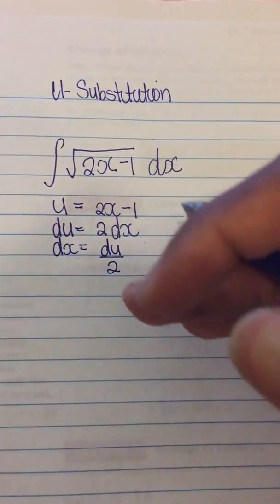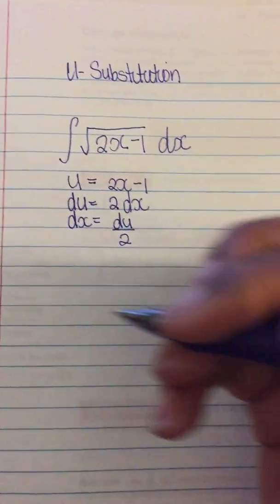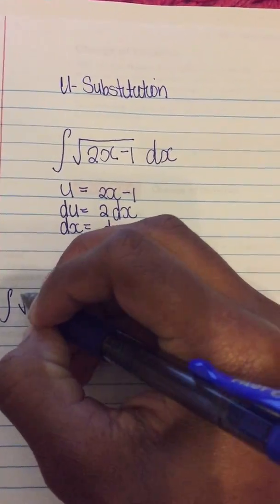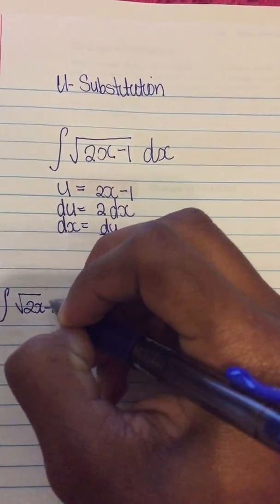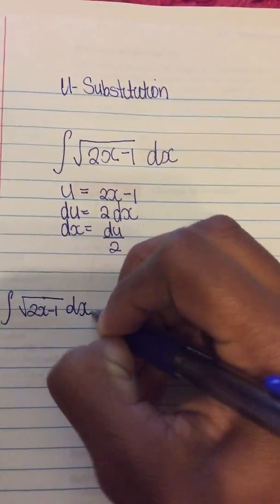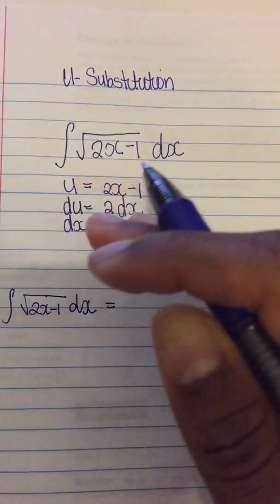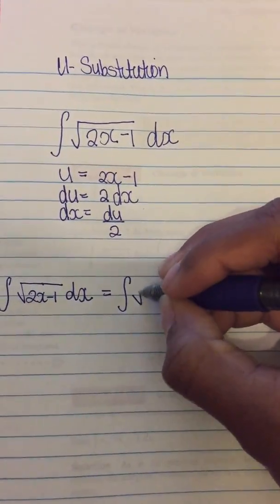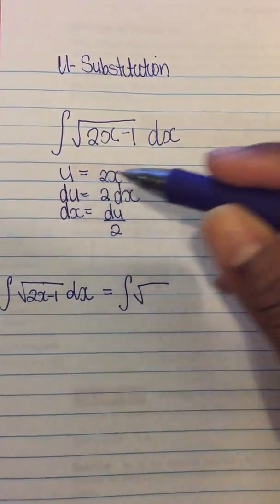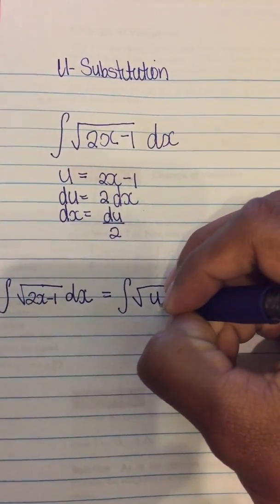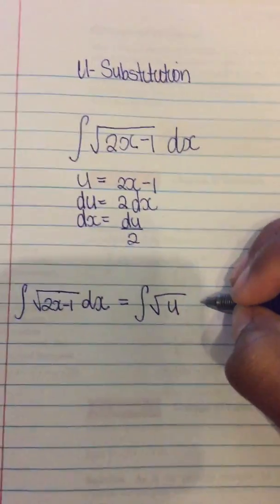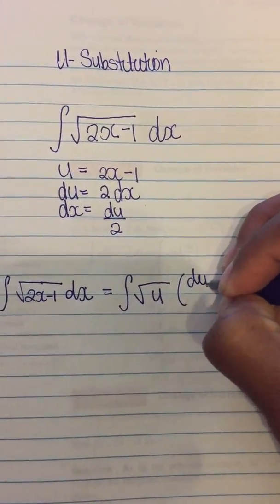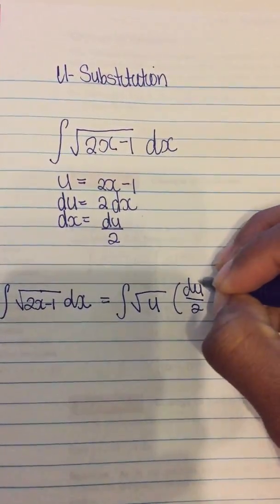So now we have all these steps, and what we do is we rewrite it. So we have the square root of 2x minus 1 dx. And all we do is we just substitute in everything that we found. So we know that 2x minus 1 is u. So we're just going to say square root of u multiplied by dx, which is du over 2.